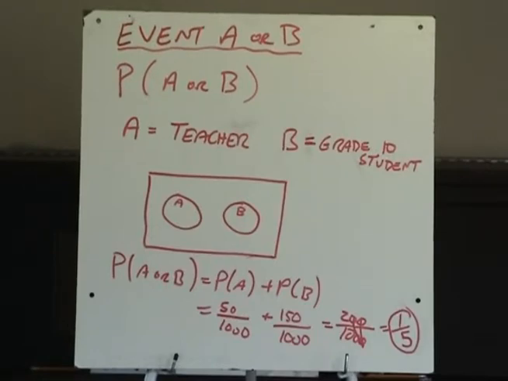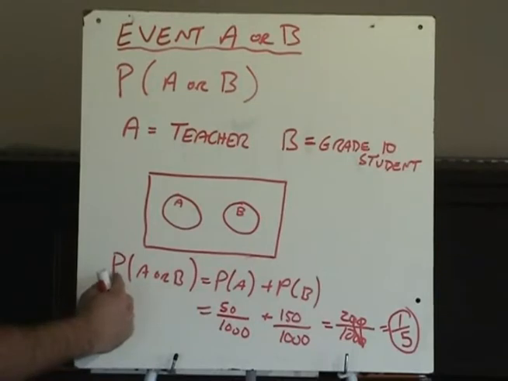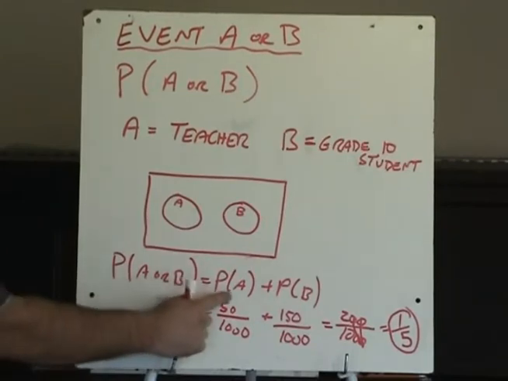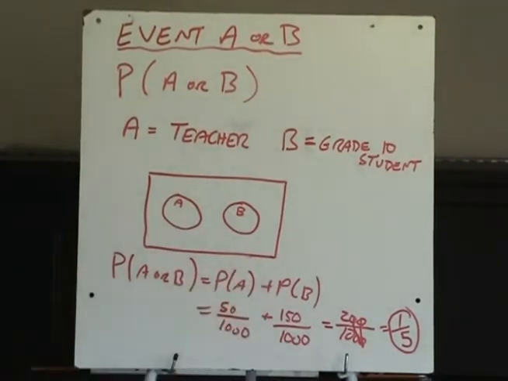Mutually exclusive events. A and B completely separate. So the probability of A or B is just equal to the probability of A plus the probability of B. Two events are mutually exclusive if they cannot occur at the same time. In other words, the two events are totally separate from each other.